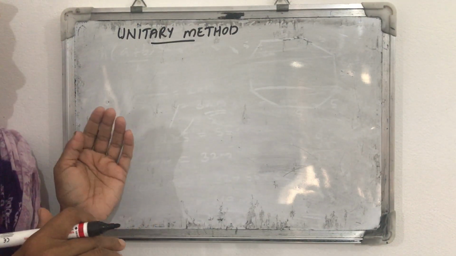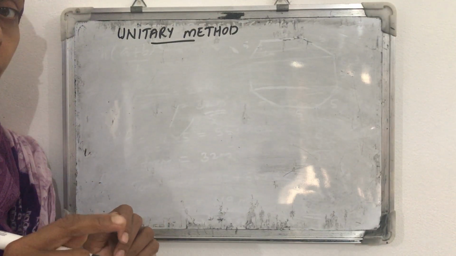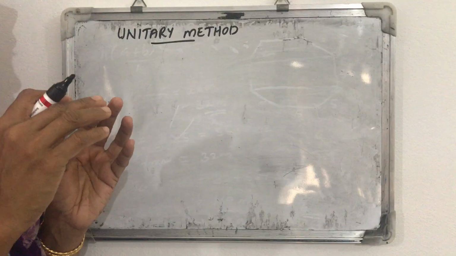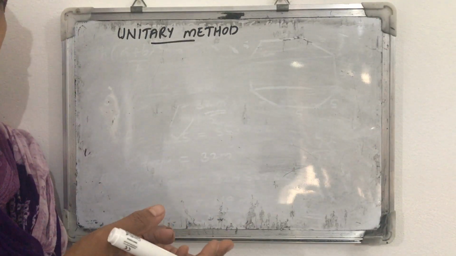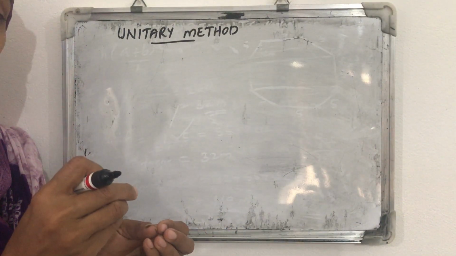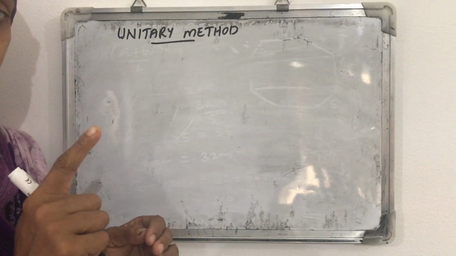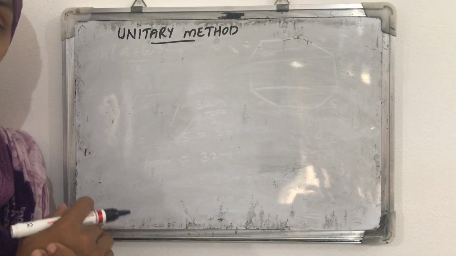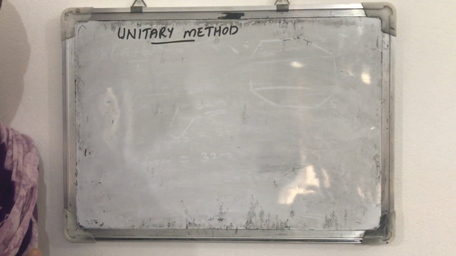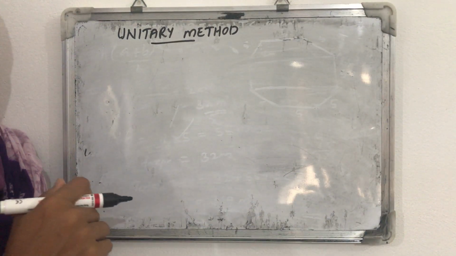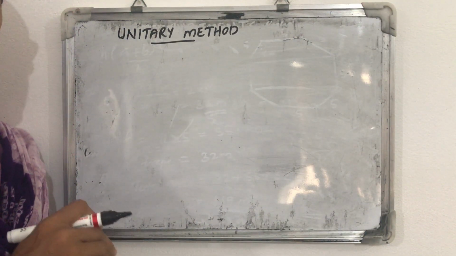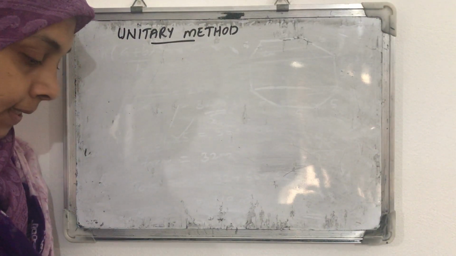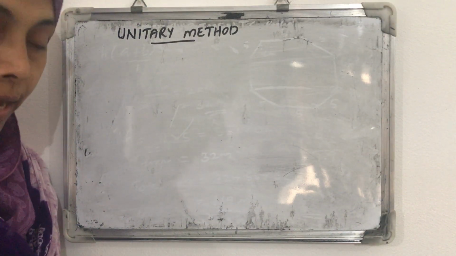In this method, first we find the value of one unit. If the values of some items are given, first we find out the value for one unit. After that we find the value of the required number. So many questions of that type we solved in the lower classes, 5th or 6th. Look at one question in the textbook, exercise 8C, page number 110.